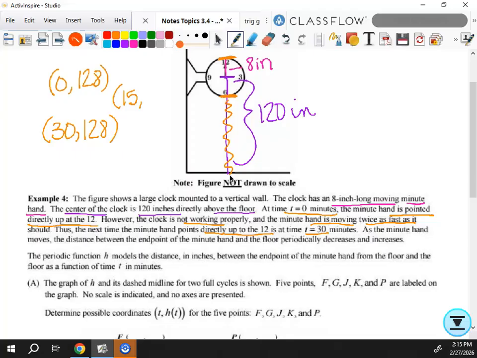Because 120 goes to the center of the clock. That's 8 inches long. This is 112. Do 120 minus 8. Everybody with me so far? Okay. You can just, actually, you can just leave them both there if you want.